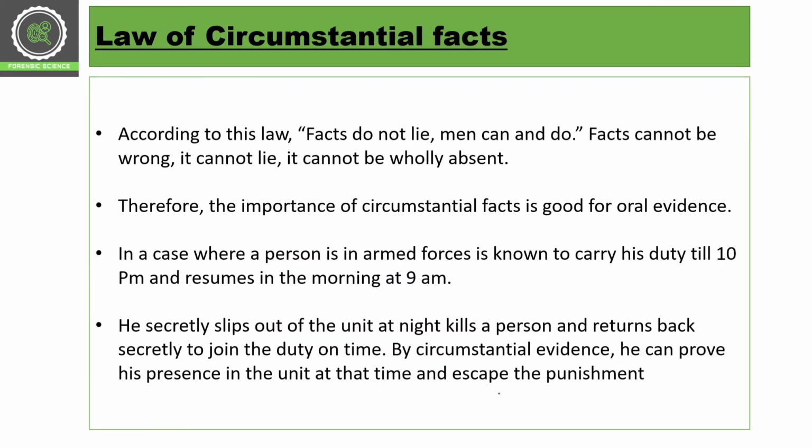Then we have the law of circumstantial facts, really very important. So according to this law, we say facts do not lie, man can. For example, we have a fingerprint from the crime scene. So if it's my fingerprint, I cannot lie. So this is a fact that my fingerprint is present at the crime scene. I'm somehow related with the crime scene. I can lie, right? Men do lie, but facts do not.